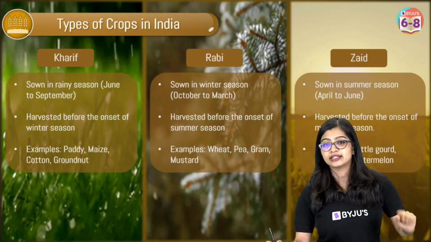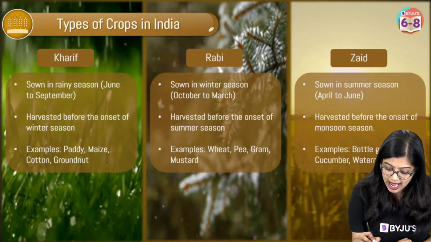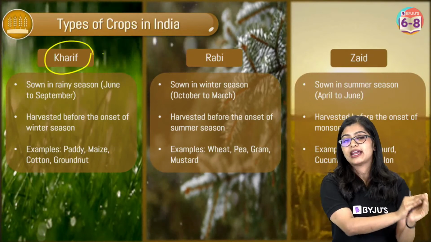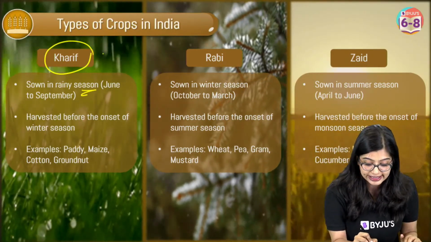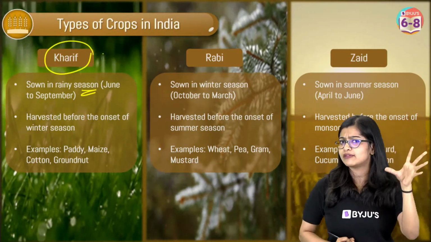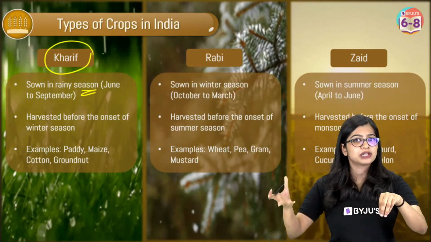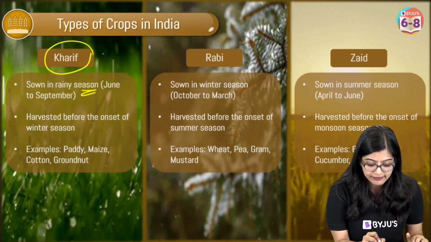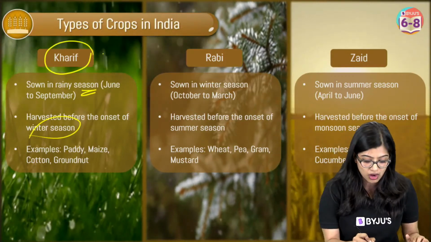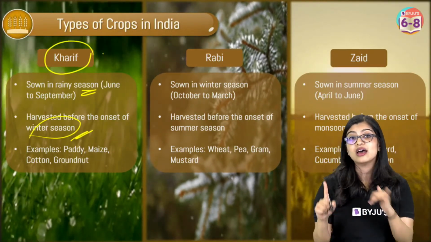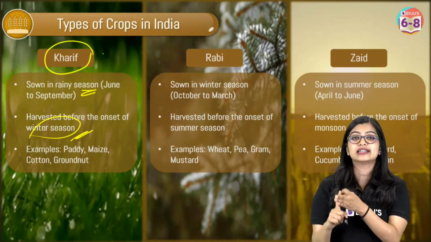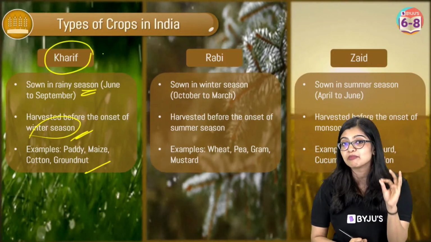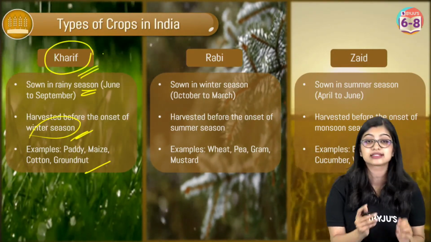Now, if we were to look at the different types of crops that are there, we have Kharif crops. With Kharif, we sow the seeds in the rainy season. That means around June and July we will sow the seeds. And of course the crops need some time to grow, so they will require some amount of time and they will be fully grown and harvested before the onset of winter. Examples are rice, maize, cotton and groundnut. So please write this down. These are the 4 examples that you can write about when we discuss Kharif crops.